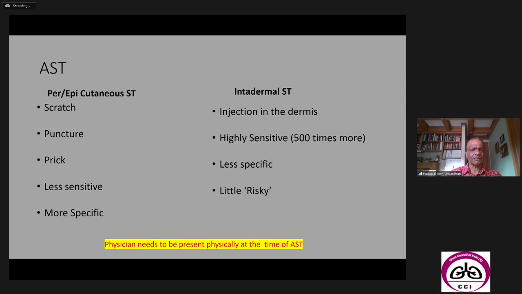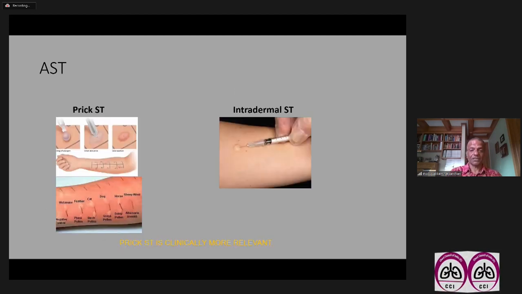A few small differences between prick tests and intradermal tests. Prick test, I think, is the best test, where it is less sensitive, but more, there's a little typo there. It should be more sensitive and less specific, whereas intradermal is 500 times more sensitive and gives a lot of false positives. And these are pictures showing you the prick test and intradermal testing.